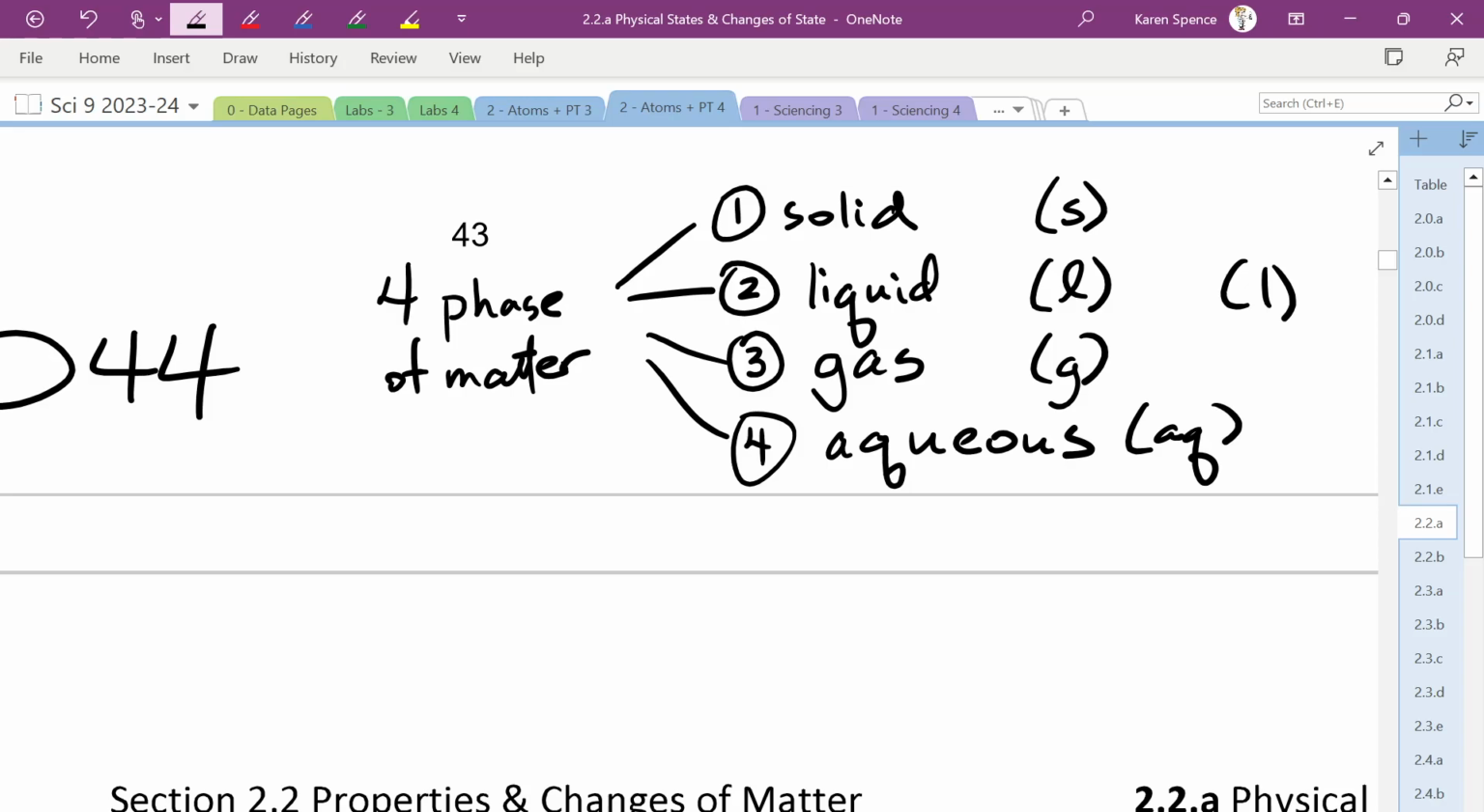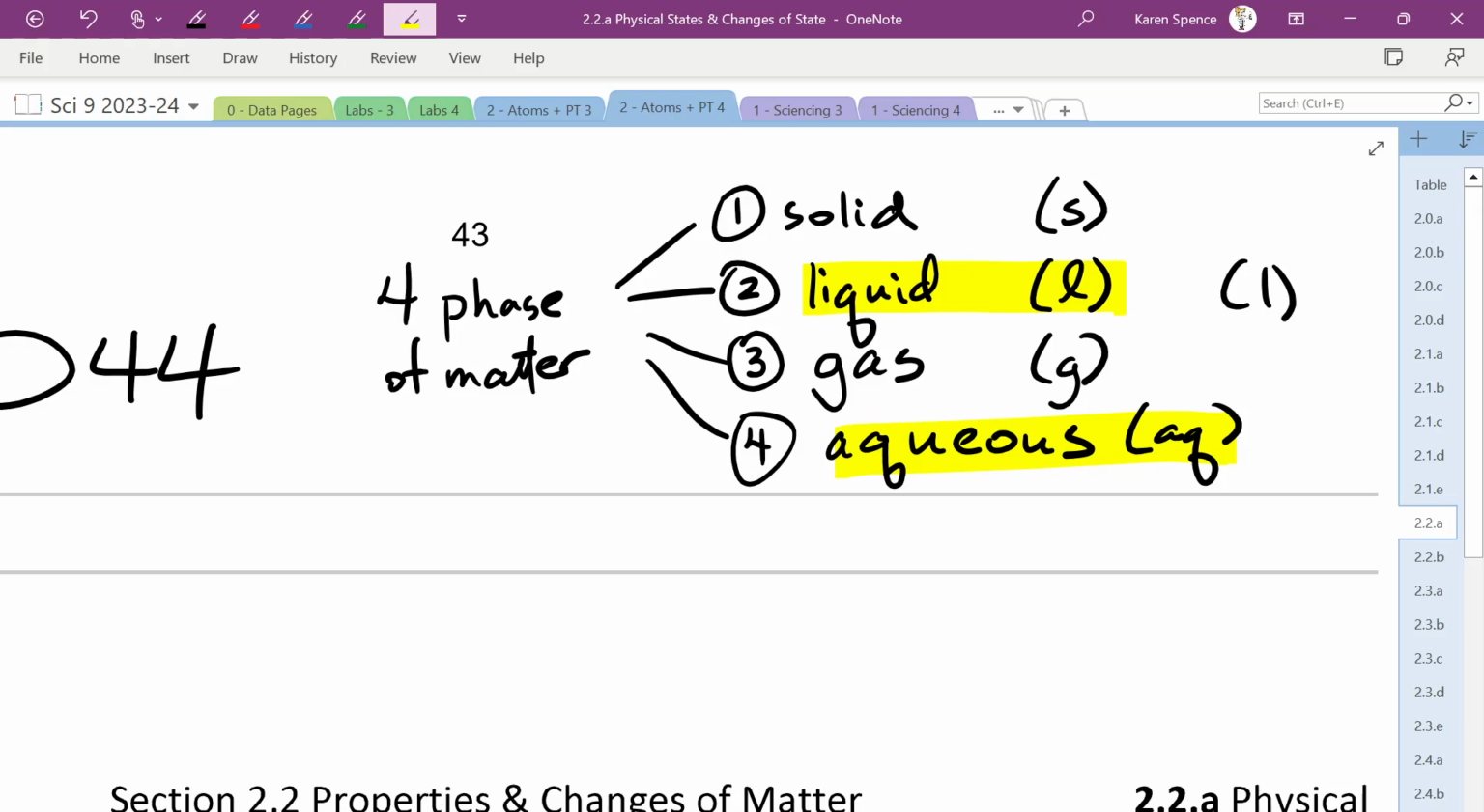Now, I would like you to ask your partner if they know the difference between liquid and aqueous. And if you don't, that's fine, because we're going to talk about it today. Aqueous is like solving, and liquid is like melting. Aqueous is like in water.